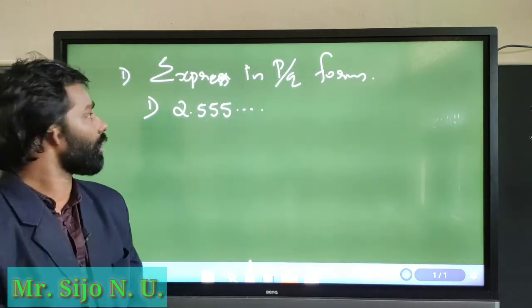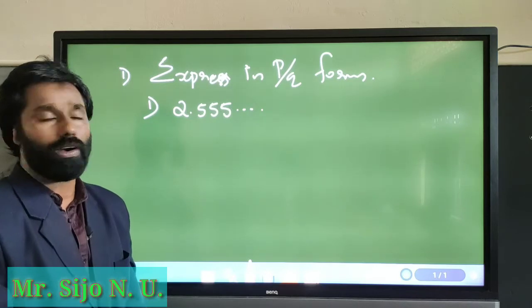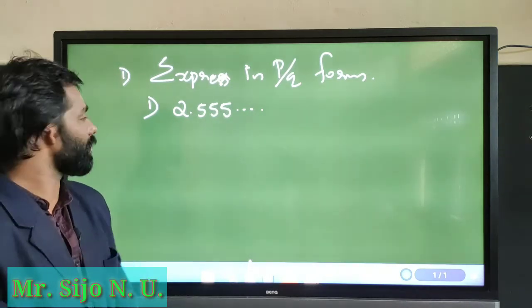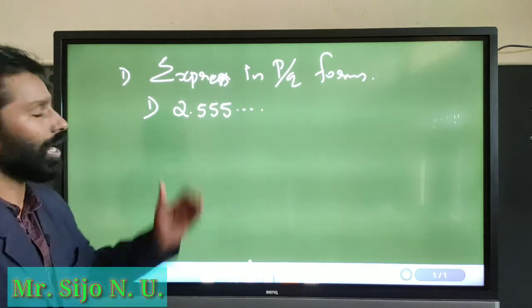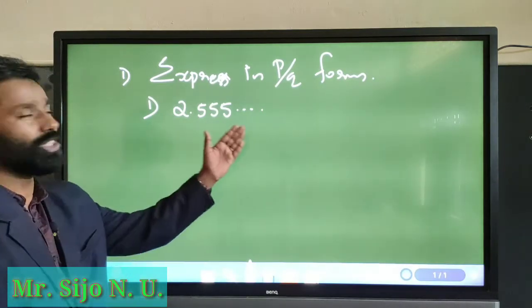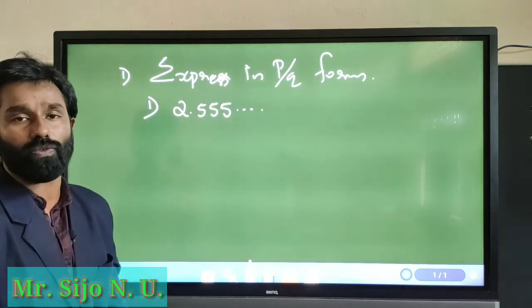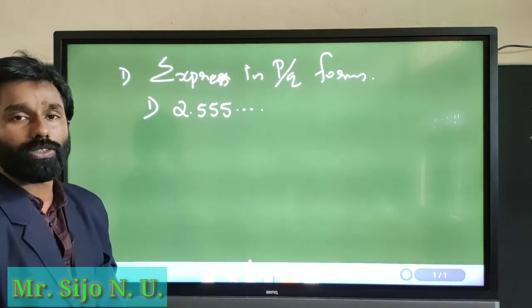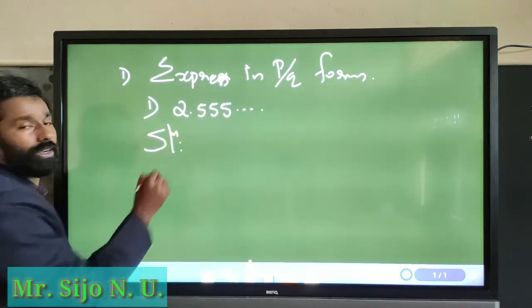Here consider an example to be expressed in p by q form. The number given here is 2.555 etc. We know this number is non-terminating but it's repeating. So the question is to express it in p by q form. So what we have to do? Let us check how to find the solution.